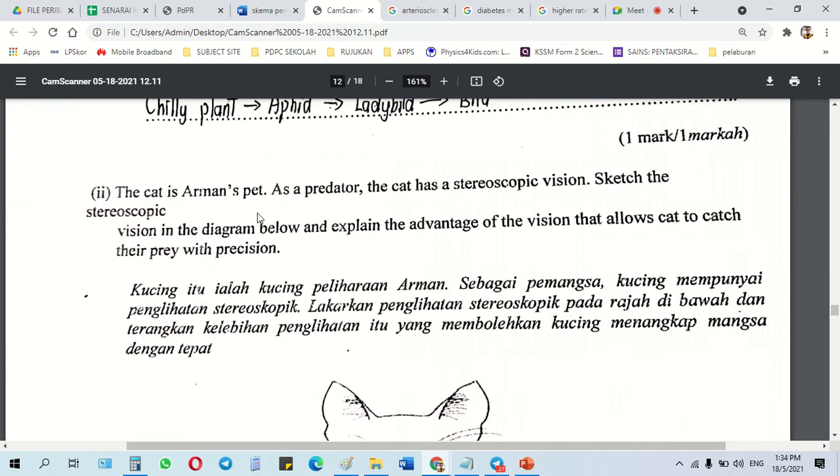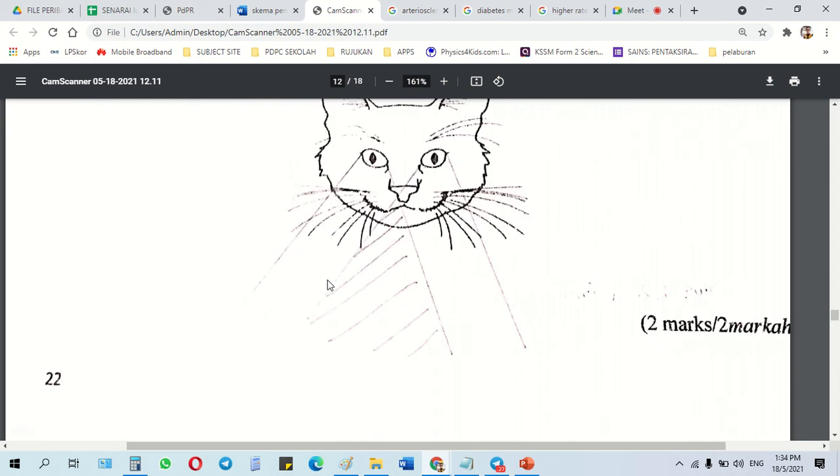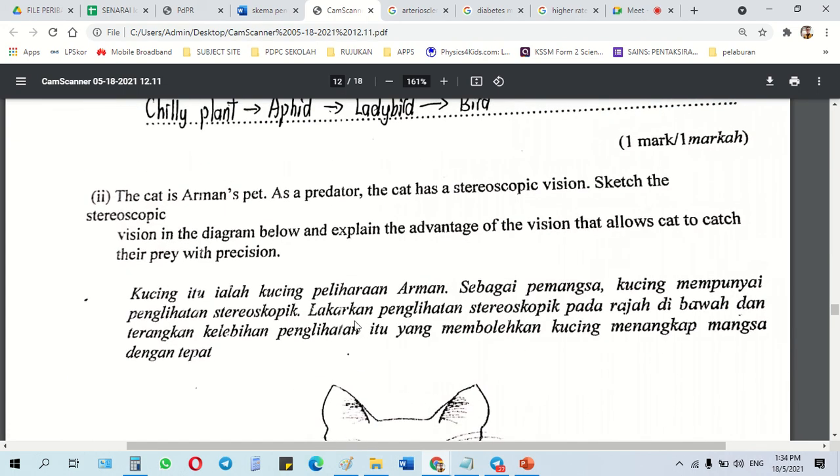And then the cat is Arman's pet. As a predator, the cat has stereoscopic vision. Sketch stereoscopic vision. So ni kena lukis macam ni lah. Kita okay. Ni correct. Dekat sini kita ada overlap. Okay, so dapat 2 marks. Tapi explain tak?